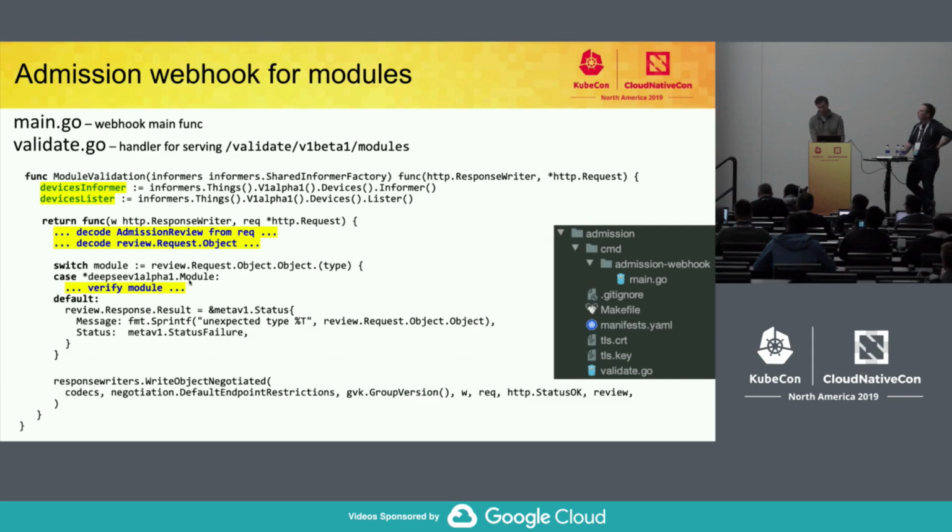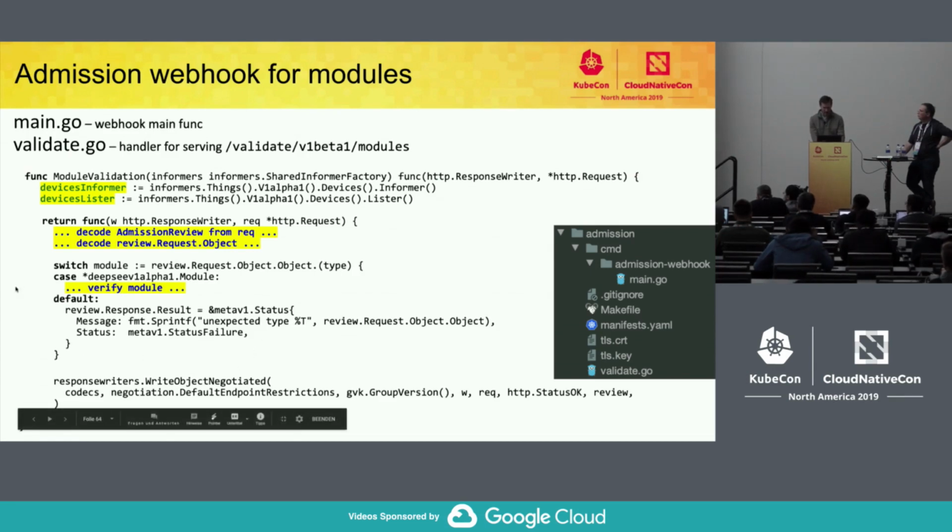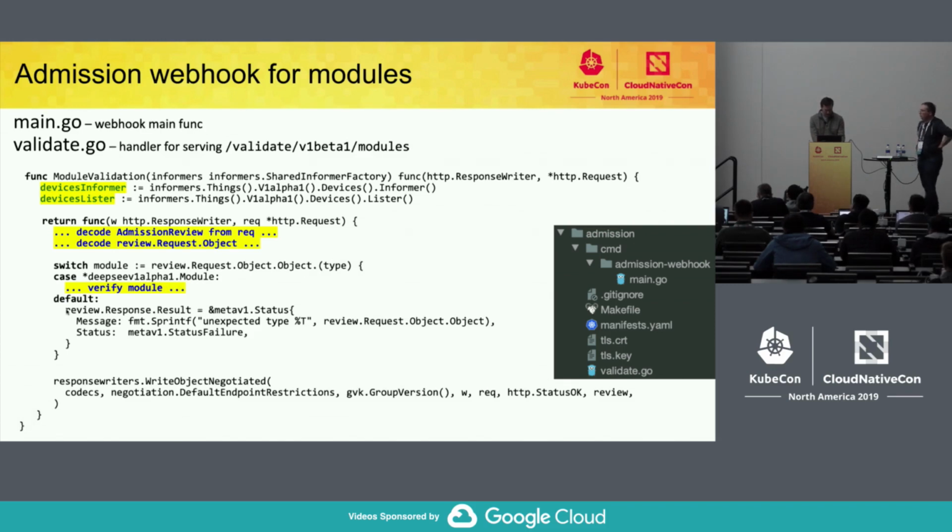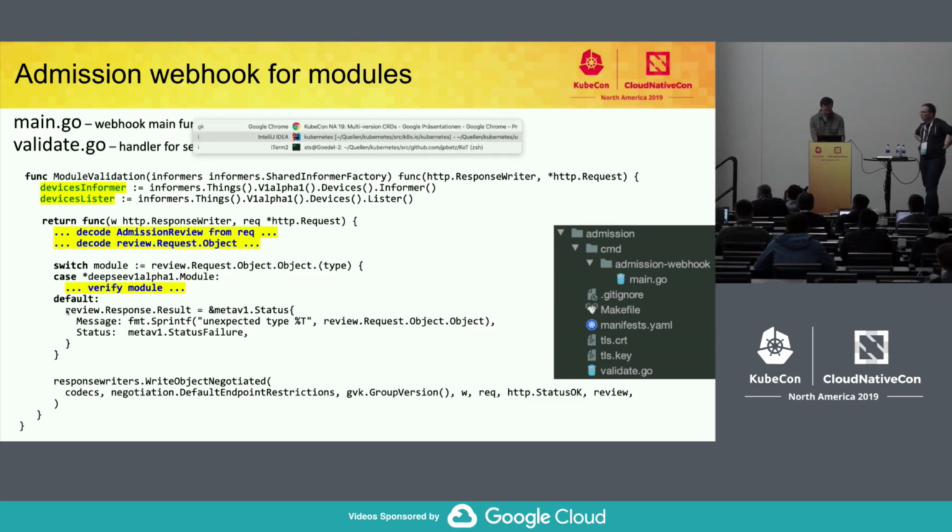Now, we configured our webhook so we should only ever be called for modules. So if we didn't get called for a module, it makes sense that we'd report a failure back, which is exactly what we do in our default case here. But let's just go ahead and look at the case where we're handling a module and see what our code looks like now.